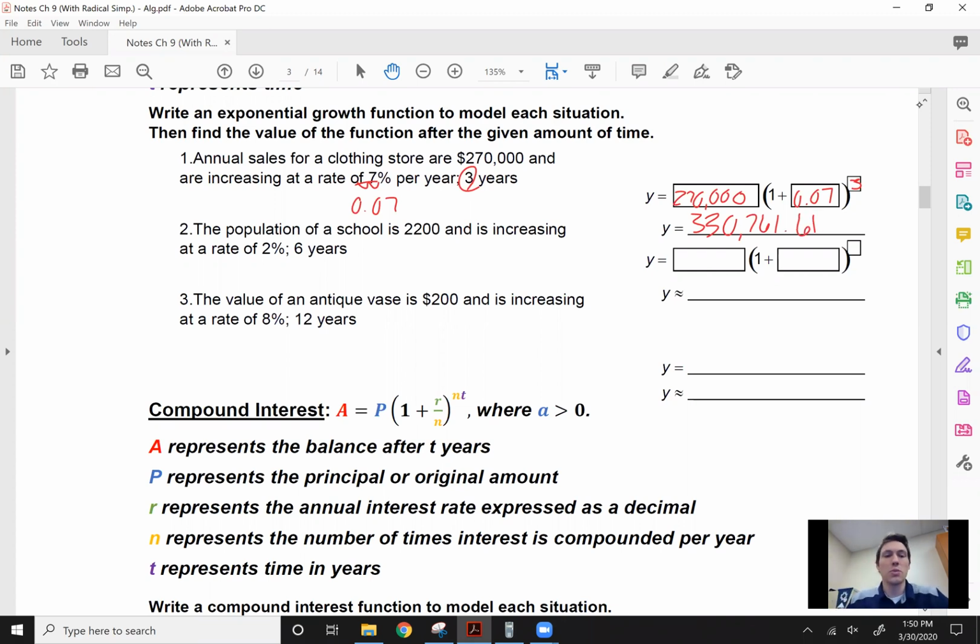All right. Next one says the population of a school is 2,200. So that's where it's starting. And is increasing at a rate of 2%. So again, 2%, you write that as a decimal, move it 2 places, 0.02. After 6 years, where will it be at?